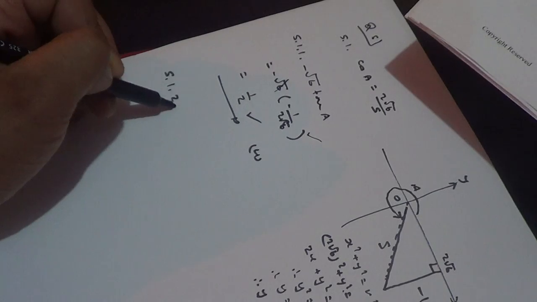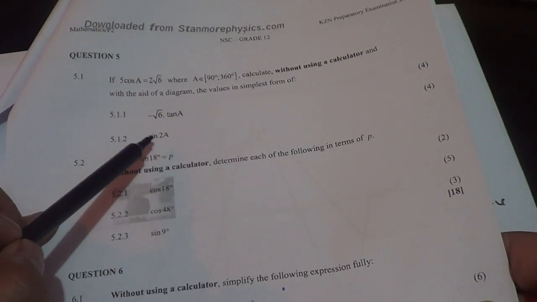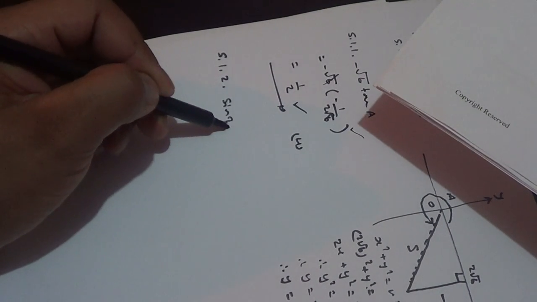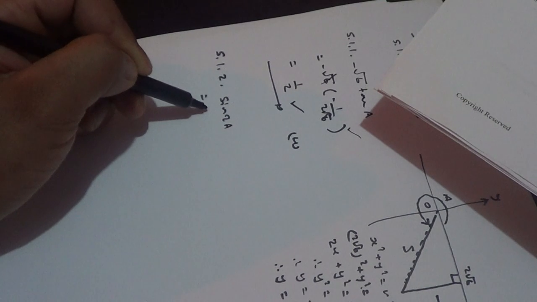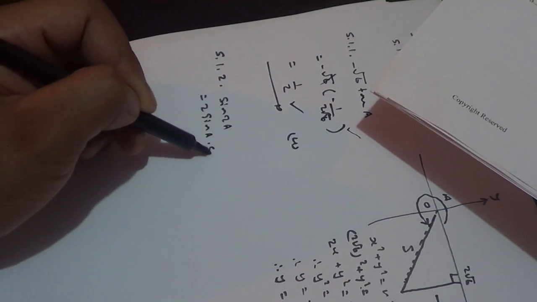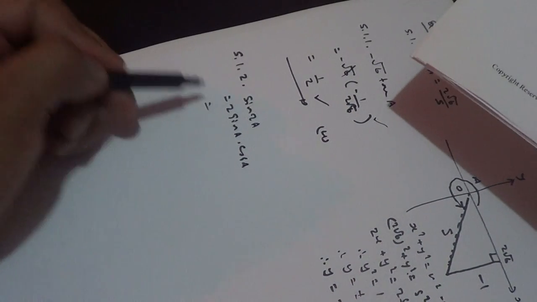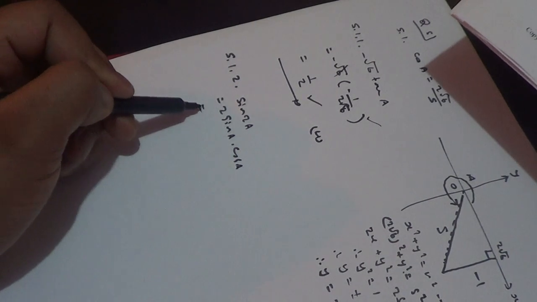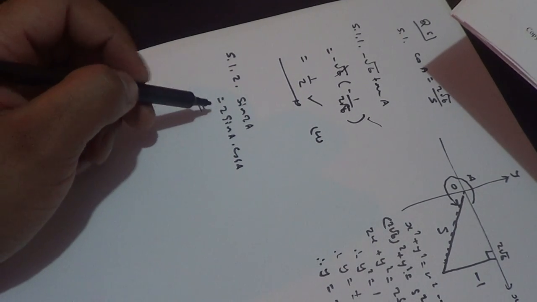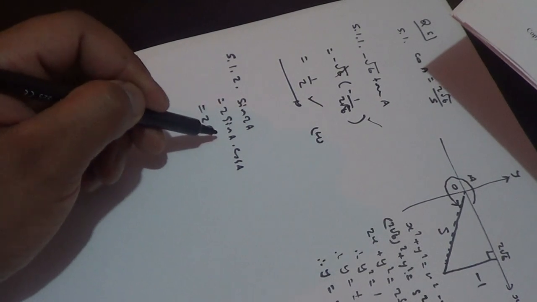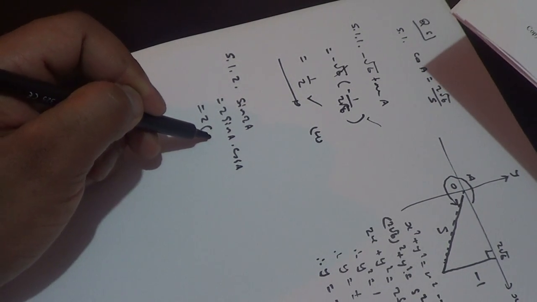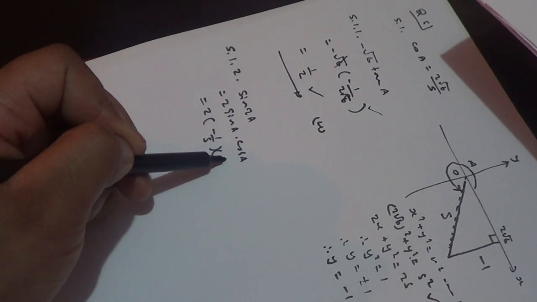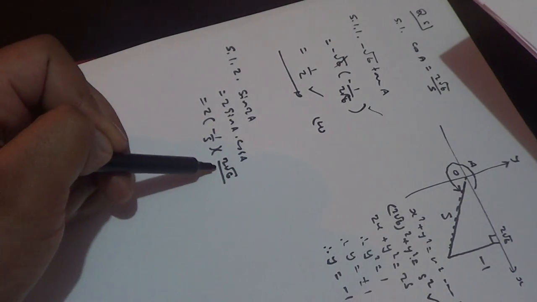So 5.1.2, sine of 2A. So sine of 2A is effectively 2 sine A cos A. Easy. Double angle identities must not scare you. There's nothing serious here. Always keep them close. They will come and nag you. Now 2 into sine of A is going to be opposite over hypotenuse, so it's minus 1 over 5, into this one. Already know that it's 2 root 6 over 5.